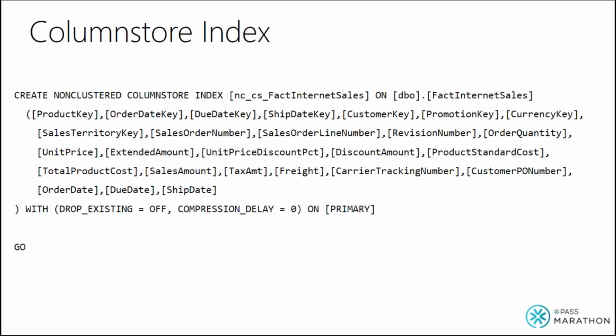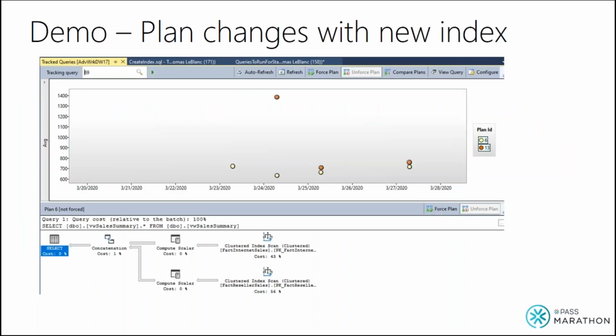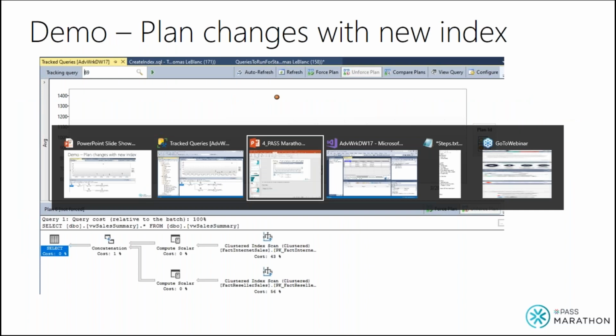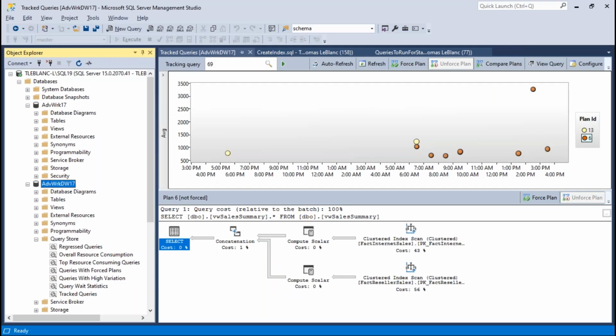Here's our column store index. I just put it in the slides in case people are interested. It's basically a non-clustered index that has every column in the fact internet sales. So we're just grabbing every column and stuffing it into a column store. It's non-clustered, so there's already a clustered index, probably the primary key on that particular fact table. So let's go ahead to a demo, and I'm going to switch to Management Studio.